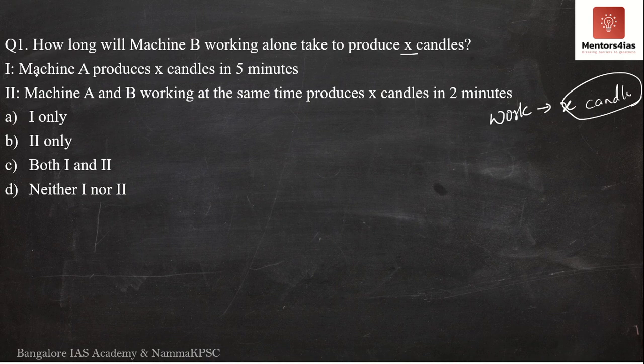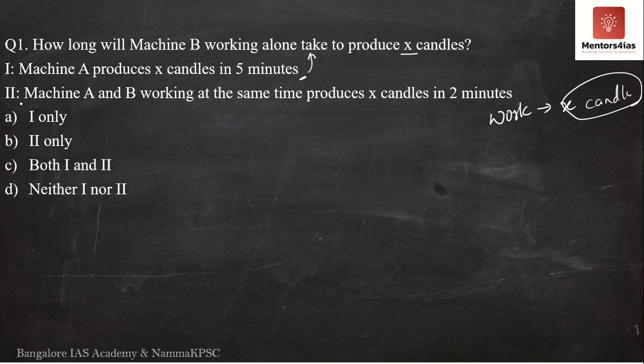Now statement 1 says machine A produces X candles in 5 minutes. Now only by this information, can I determine the efficiency of machine B, the rate at which machine B should be able to produce X candles, the amount of time required to produce X candles? Absolutely not. So statement 1 alone is insufficient. The information contained here is insufficient to answer this particular question.